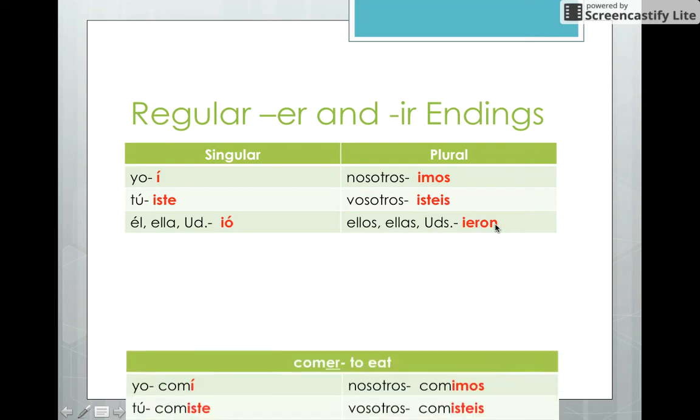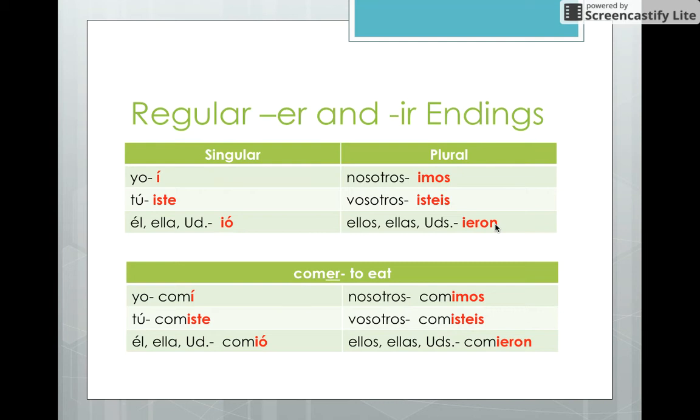So because ER and IR verb endings have the same forms, we're just going to use an example for comer, which is an ER verb, to eat. Yo comí, tú comiste, él, ella, usted comió, nosotros comimos, vosotros comisteis, ellos, ellas, ustedes comieron. So again, you have your stem and then you have your ending in red. And yes, please add all examples to your notes.